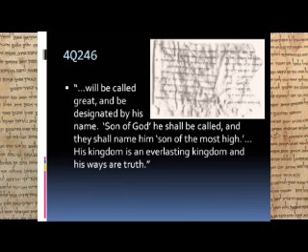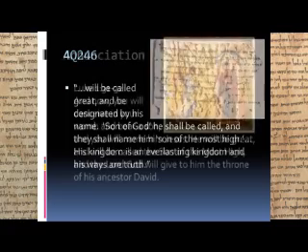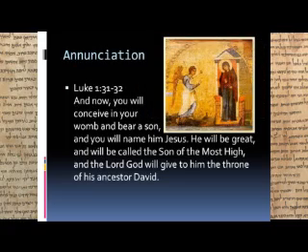4Q246 says of the Messiah, "And he will be called great and designated by his name. Son of God he shall be called, and they shall call him Son of the Most High. His kingdom is an everlasting kingdom, and his ways are truth." How similar that is to the Annunciation. "And now you will conceive in your womb and bear a son, and you will name him Jesus. He will be great, called Son of the Most High, and the Lord God will give him the throne of his ancestor David."